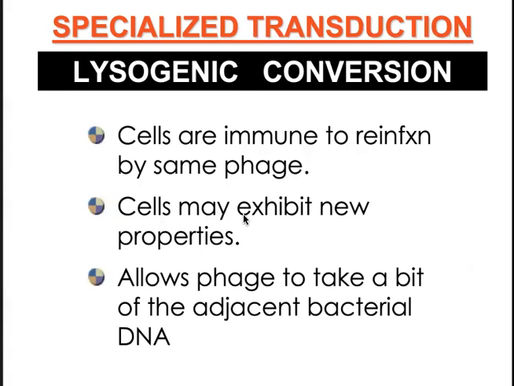So bacterial cells now exhibit new properties. Those who were previously non-pathogenic may become pathogenic after undergoing lysogenic conversion. Cells are also immune to reinfection by the same phage. That's what they acquire after bacterial cells undergo lysogenic conversion.